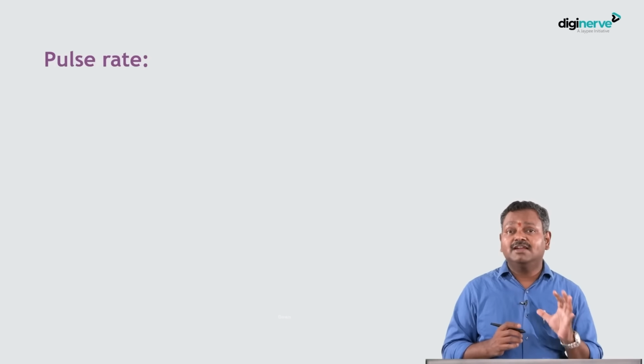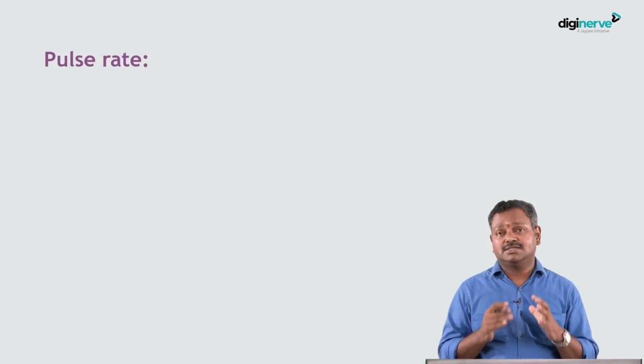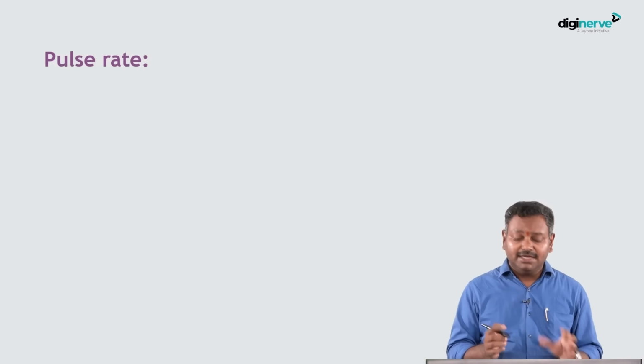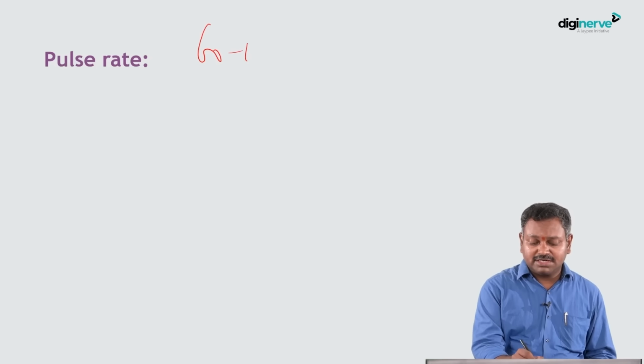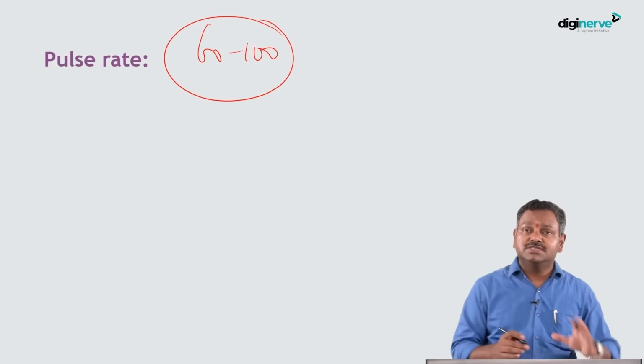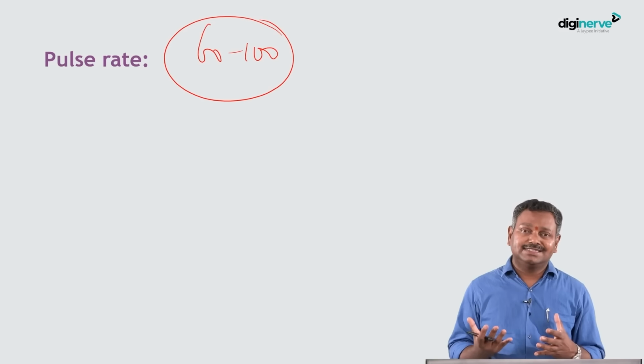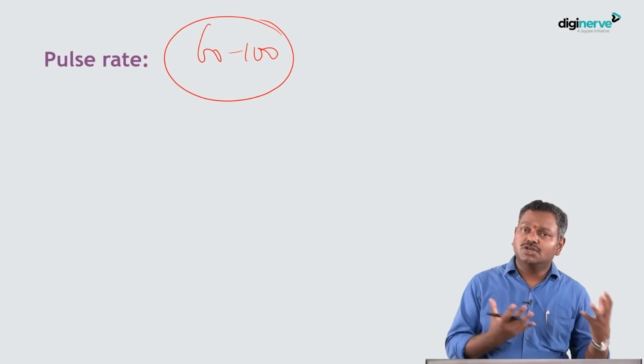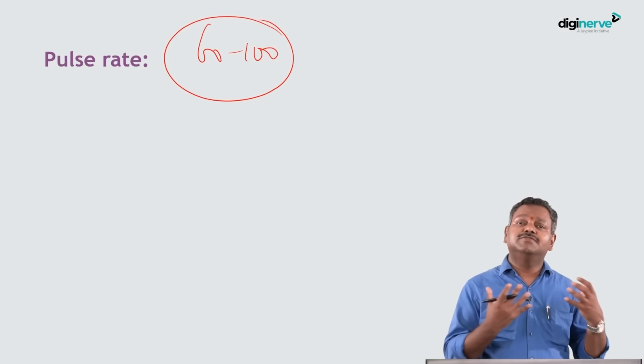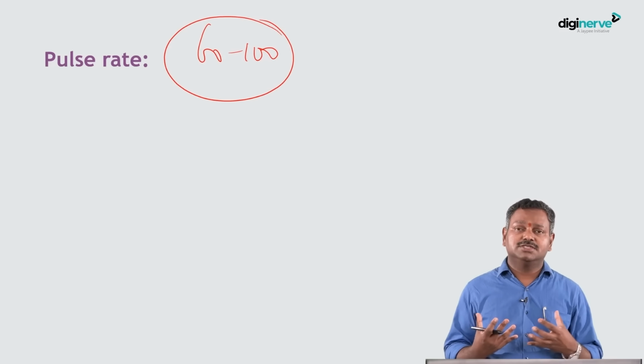So once you have calculated the rate, you know the normal rate is around 60 to 100 beats per minute. Again, a very common question asked, what is the normal rate? So 60 to 100, less than 60 is bradycardia, more than 100 is tachycardia. We have discussed the causes of brady and tachycardia. You could have physiological causes, pathological causes.